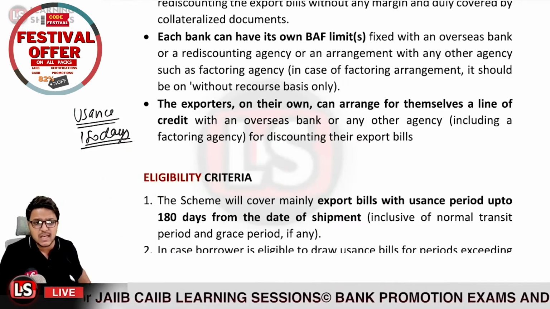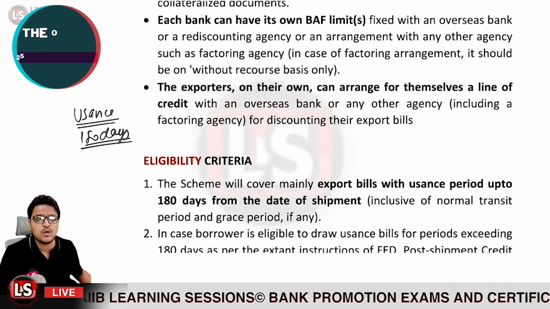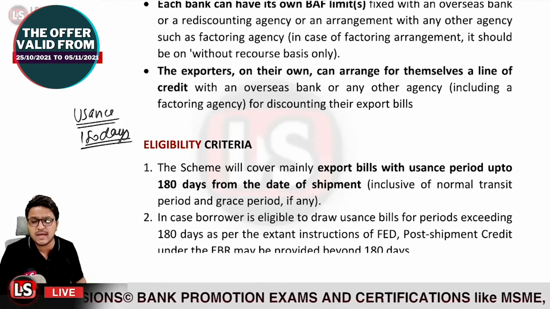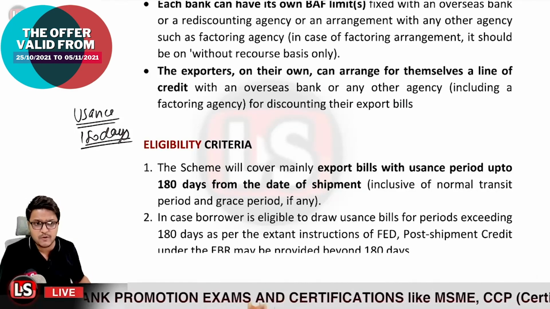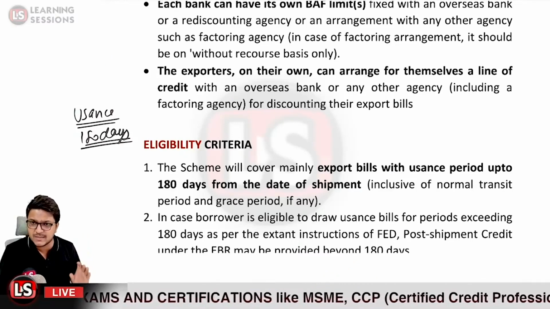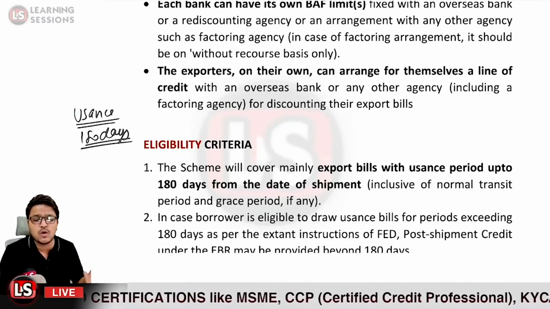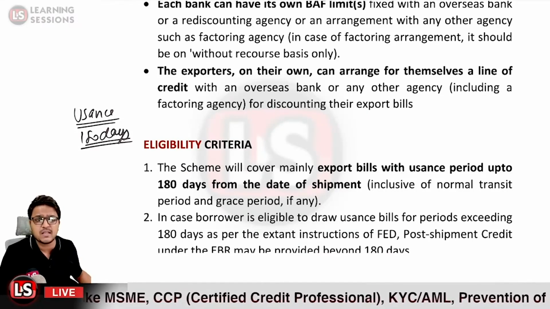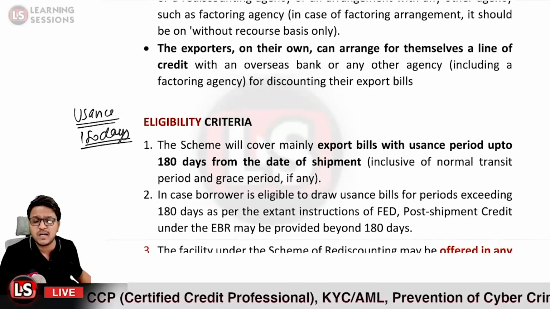And further, in case the borrower is eligible to draw usance bills for periods exceeding 180 days as per the instructions of the FED. So if it is as per the Foreign Exchange Department, the exporter is allowed to draw the usance bills beyond the 180 days. Post shipment credit under the EBR may be provided beyond 180 days also.